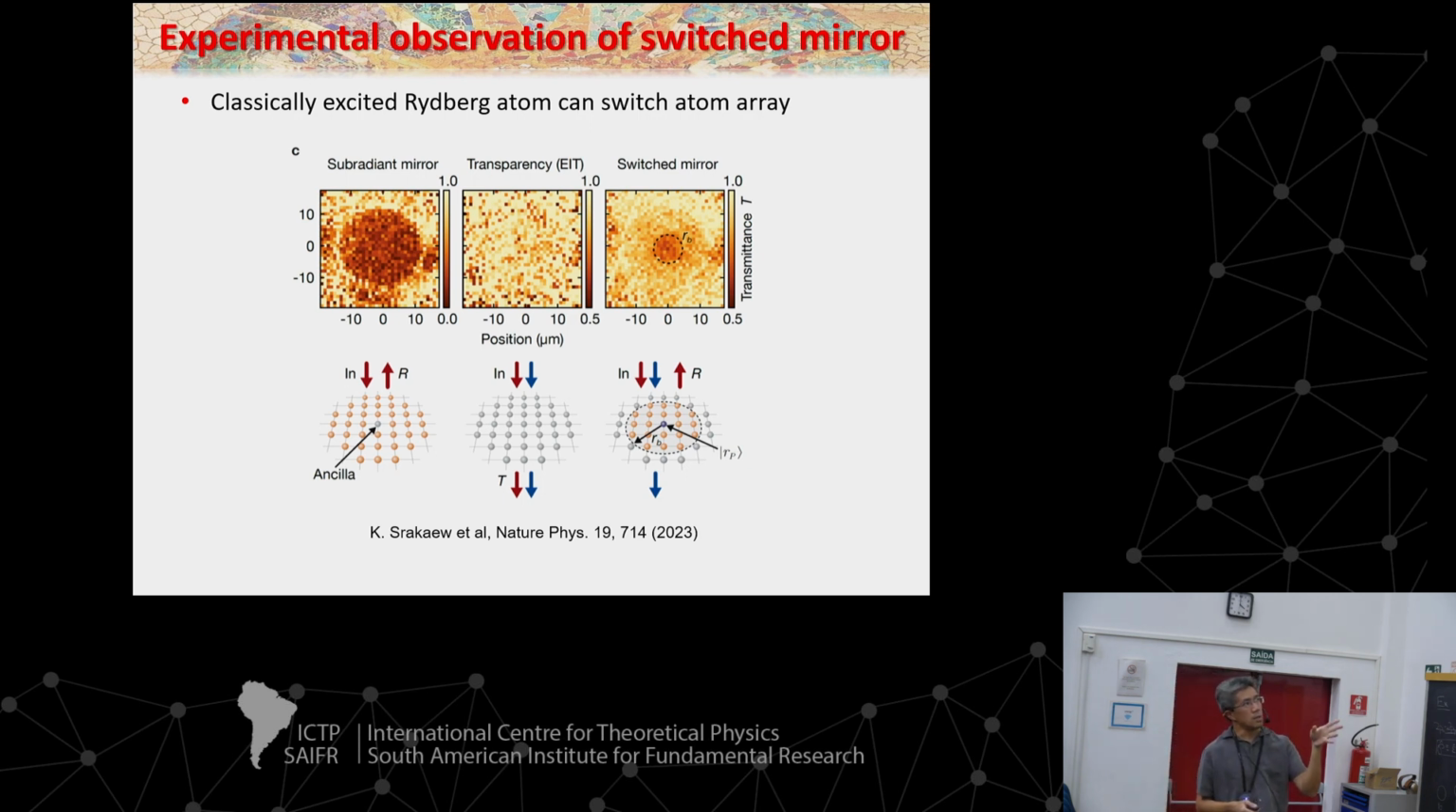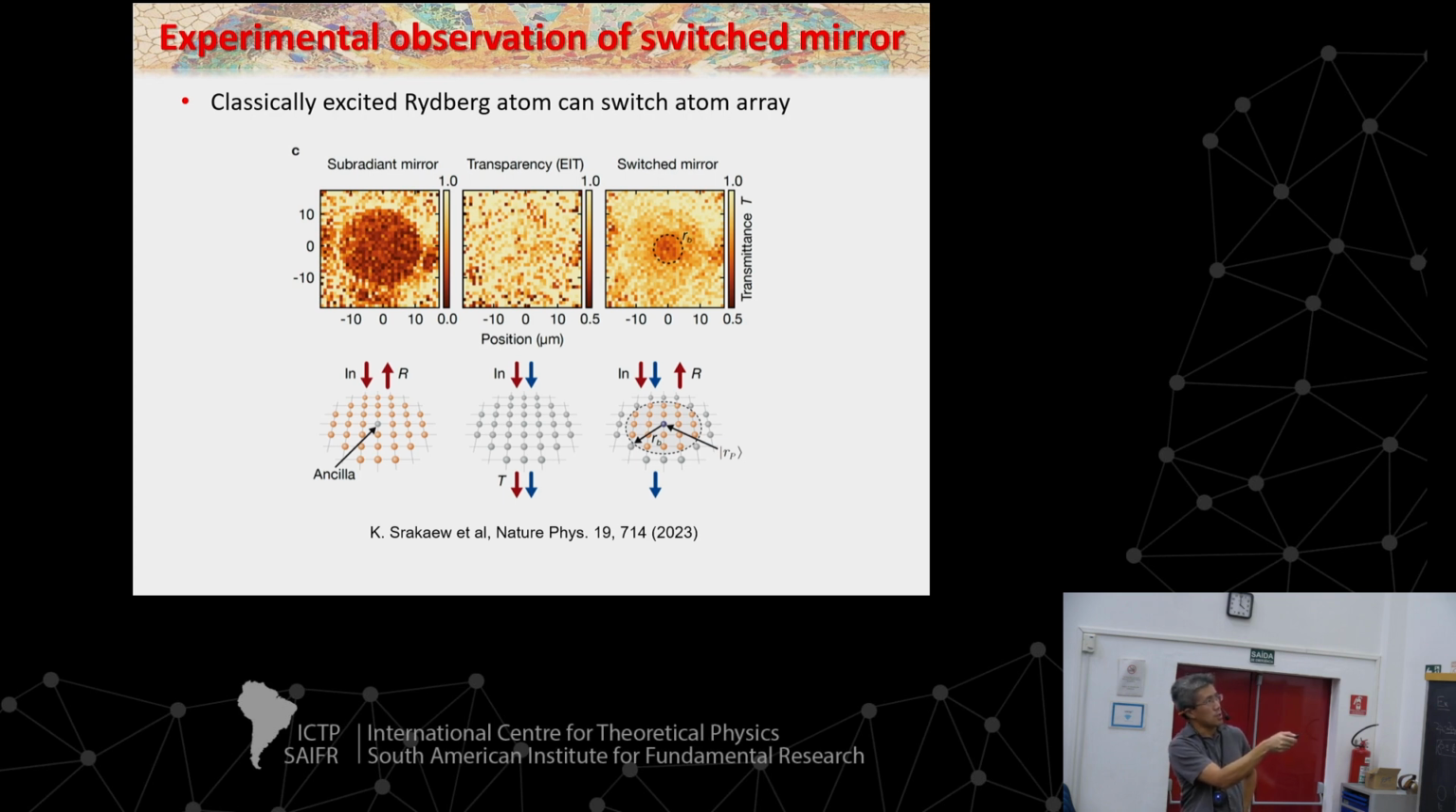So again, some aspect of this has already been seen experimentally. They haven't been able in the same experiment to implement a photon-photon gate per se. But they can see that if they just create by hand one Rydberg excitation inside that Mott insulator, it can really change the behavior of their atomic mirror. So here's just the case of the usual 2-level atoms.